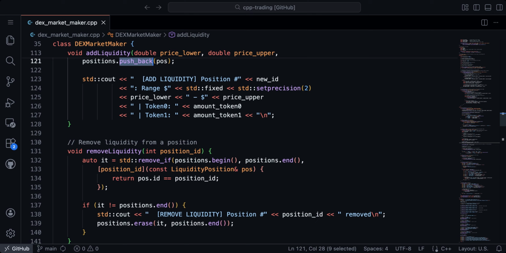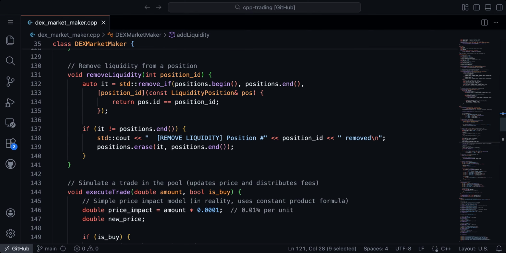The remove liquidity method takes a position ID as an integer. We use remove if with a lambda function that checks if a position's ID matches the given position ID. The remove if algorithm moves matching elements to the end of the vector and returns an iterator to the new end. If we found a matching position, we erase from that iterator to the end of the vector, effectively removing the position. We print a message confirming the removal.